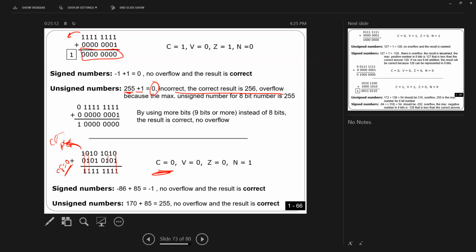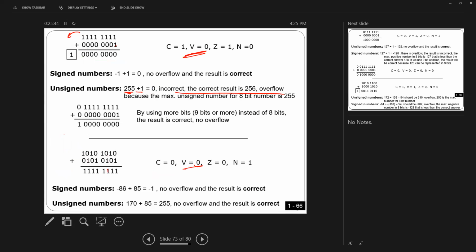The last one I'm going to explain now is the V flag. I told you the V flag is similar to the carry, but the V flag is used if your numbers are signed. It's going to tell you if the result is correct or not in case of signed. So how can you calculate the V flag? I'm going to tell you a very simple way to do it.